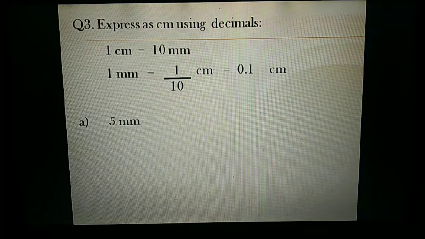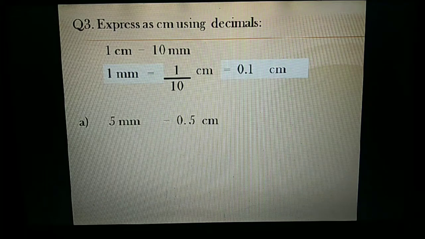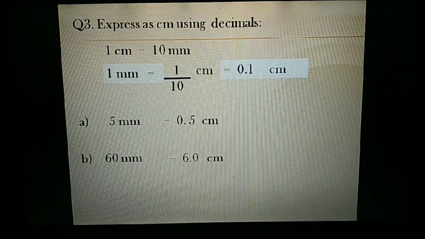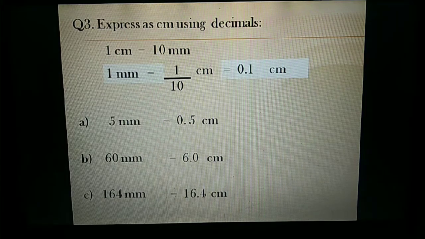5 millimeter. Put a point after 1 digit from right. As per formula, we will have 0.5 centimeter. 60 millimeter. Again, 1 mm means 0.1 centimeter. So 60 mm means 6.0 centimeter. Yes, point is after one digit from right. Again, by formula, point after one digit from right.